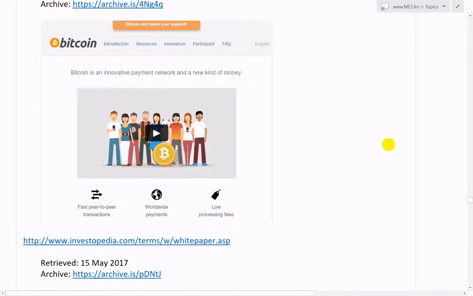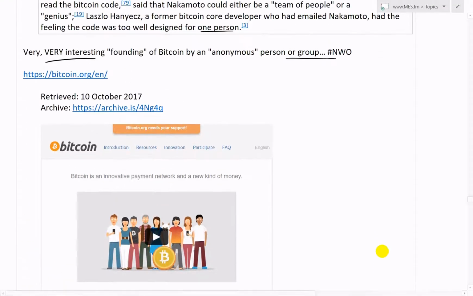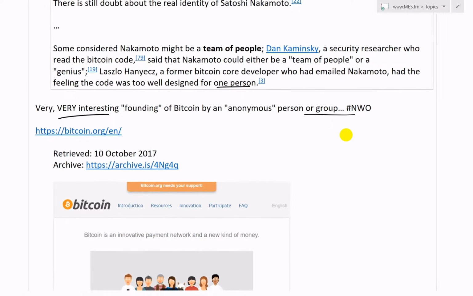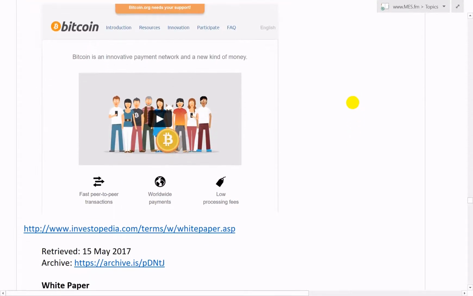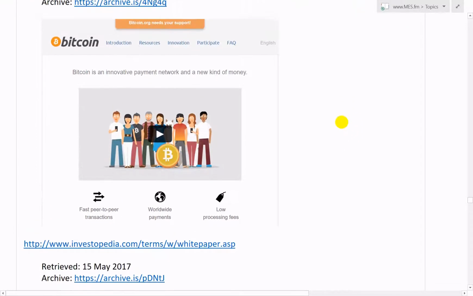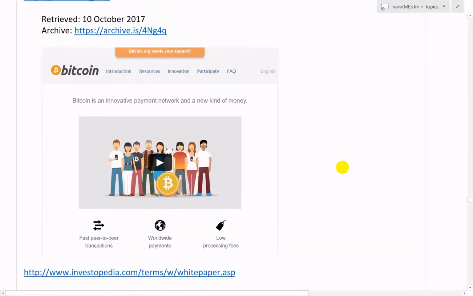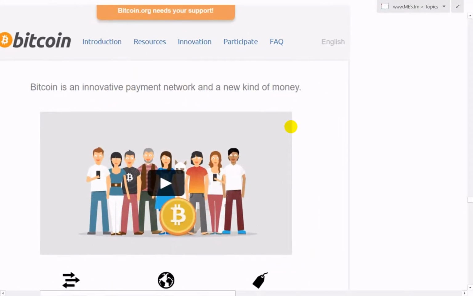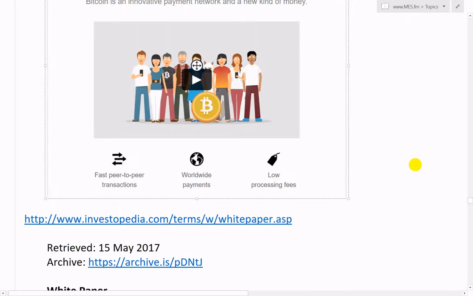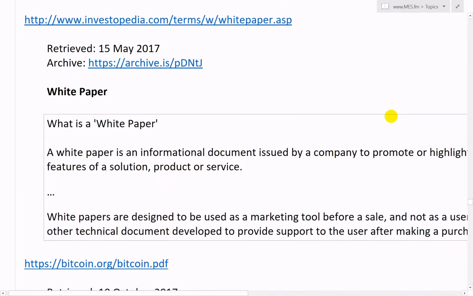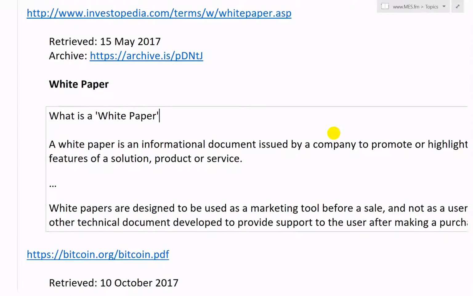Here, this was on the white paper. Let's take a brief look at it. On bitcoin.org, if you go on that website, this is the one that Satoshi originally registered the domain of. And that's how it looks. You've got some creepy eyes over there in the images. Anyways, let's go further and look at the white paper. Before we get to the white paper, I just want to look at the definition of white paper from Investopedia. What is a white paper?